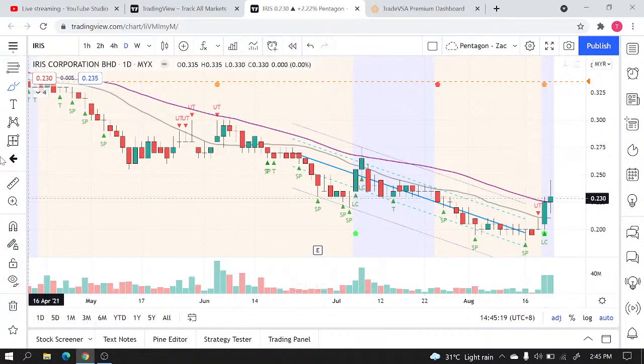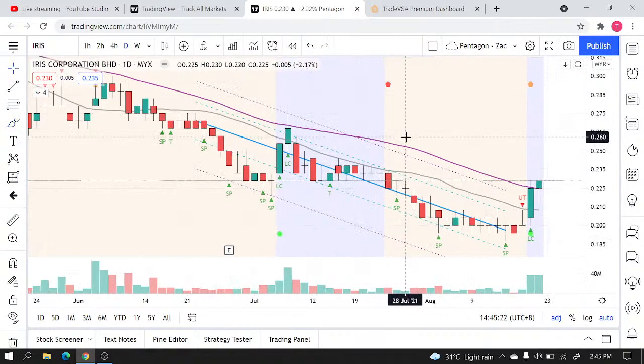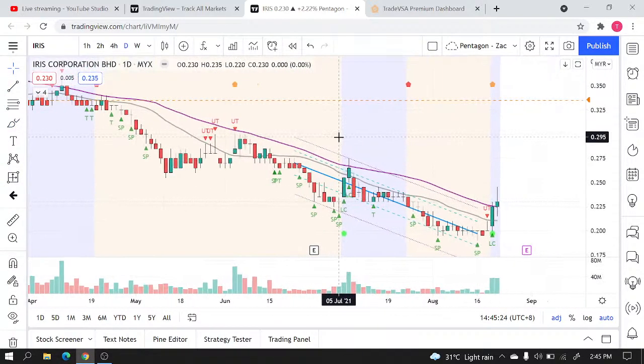So again, I like to look for something that is obvious for me to place the trades, especially by looking into the volumes there.